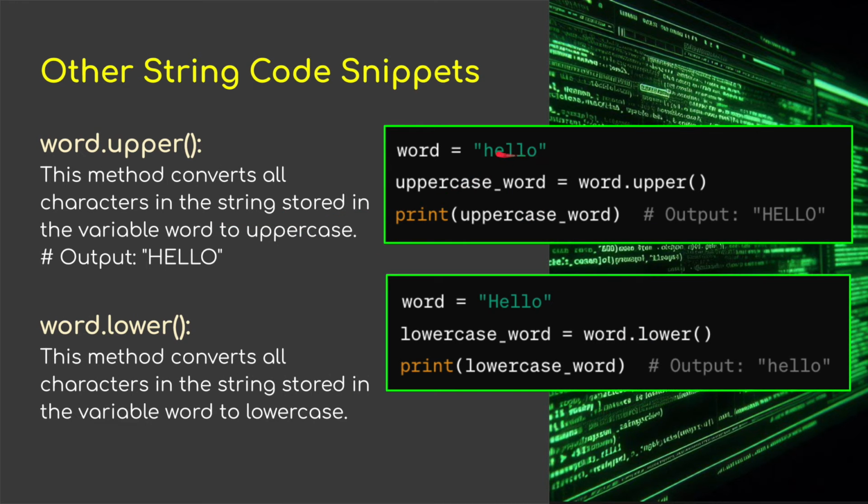Word.upper converts a lowercase word into uppercase, HELLO. This is great if you're asking people to input their names or an answer to a question, and some people would put it in lowercase, some might put it in uppercase, some might put it in sentence case with the first letter capitalized. This would make sure everything has been converted to uppercase. And in the same way, word.lower converts every character in the string to lowercase. And there's a couple of examples of how to do that.